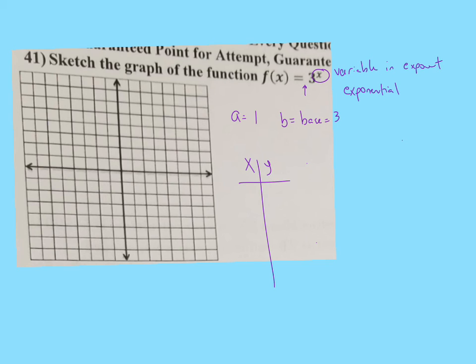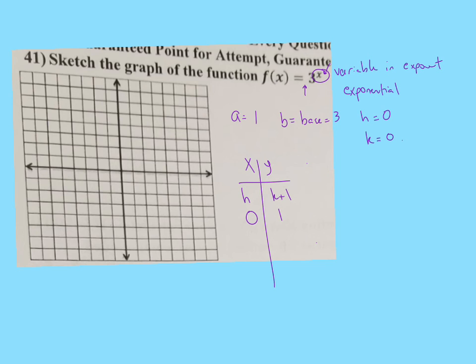Alright? And then there's an H. H is always next to the x. There is no H, so H is 0. And K is always after it. K is also 0. So remember, your starting point is H and K plus 1. So your starting point is 0, 1.